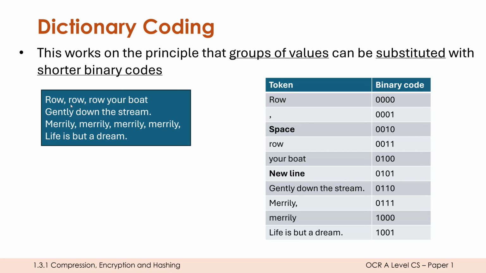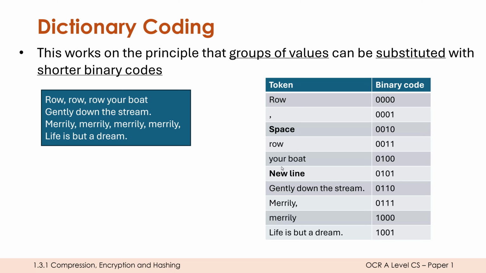Spaces have to get included. That's given another binary code. Spaces appear throughout this entire bit of text, so having a short binary code is beneficial. A space in ASCII is 8 bits, but I've shortened it to 4 bits here. So that's great. Unfortunately, I've got rows 3 times here, but 2 of these rows are lowercase. That means it's got to have a different code to the uppercase one.